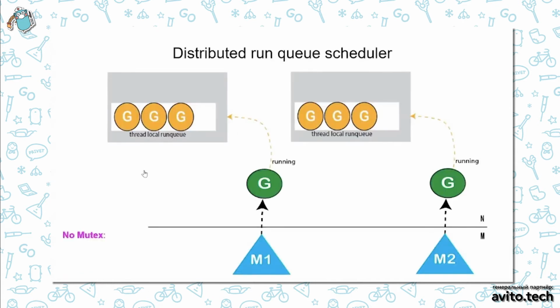So instead of having one global run queue as in our previous model, for each kernel thread we will have one run queue. The immediate benefit is that we have no mutex for each thread-local run queue. We will still have a global run queue with mutexes used in special cases, but it does not affect scalability.